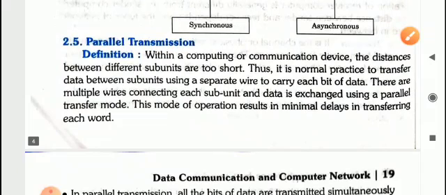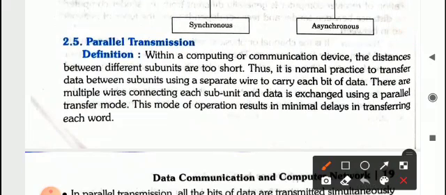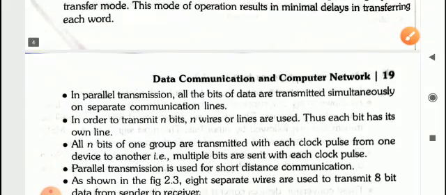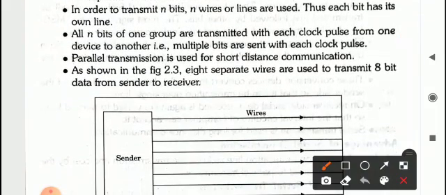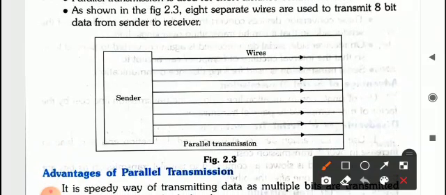Now what is parallel data transmission? In this the communication takes place at the distance where the subunits are very short. Here you can see n wires are required for n bits of data transfer. That means the sender is there and each bit is occupying a different wire, that is 8 bits are required for transmitting 8 bits of data. 8 separate wires are required for that.